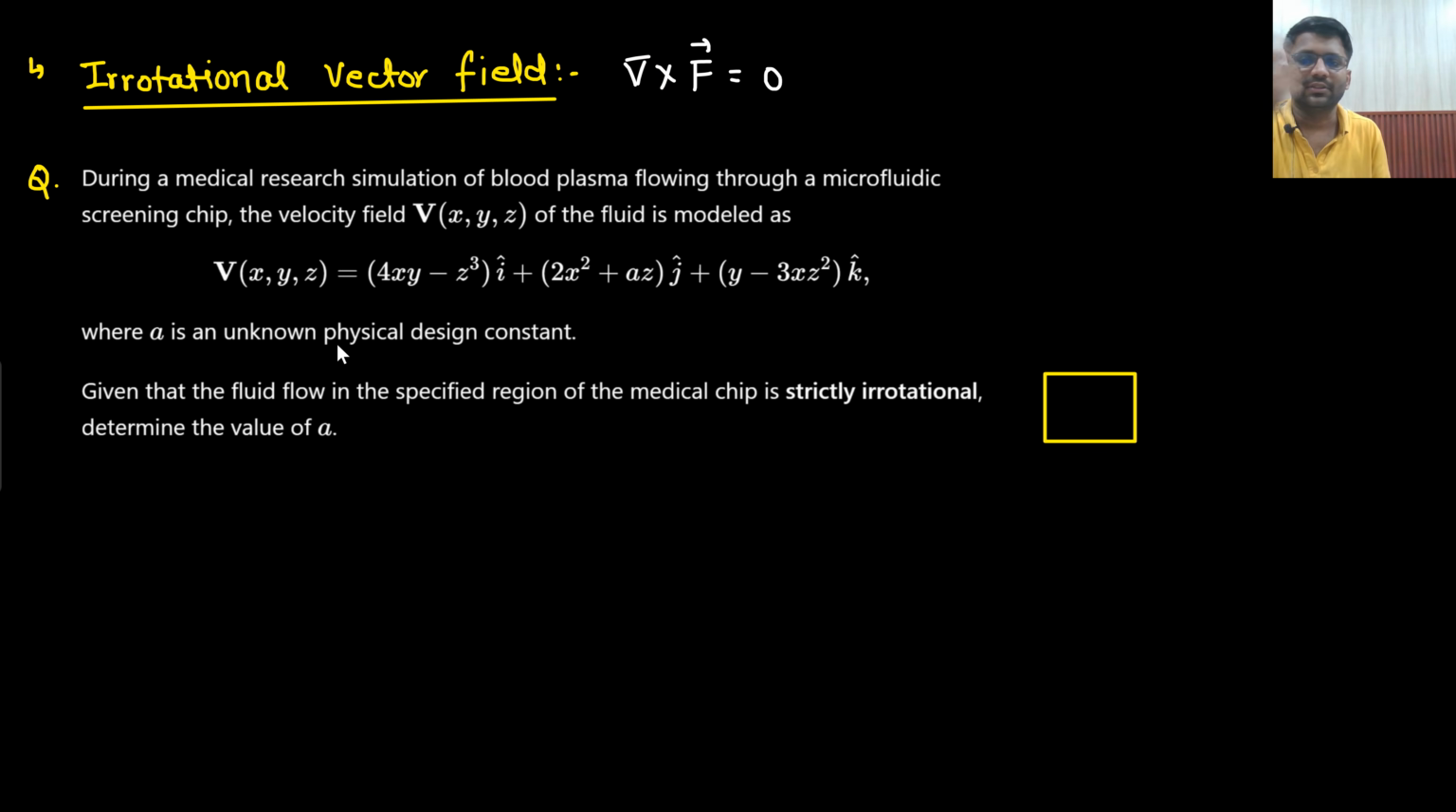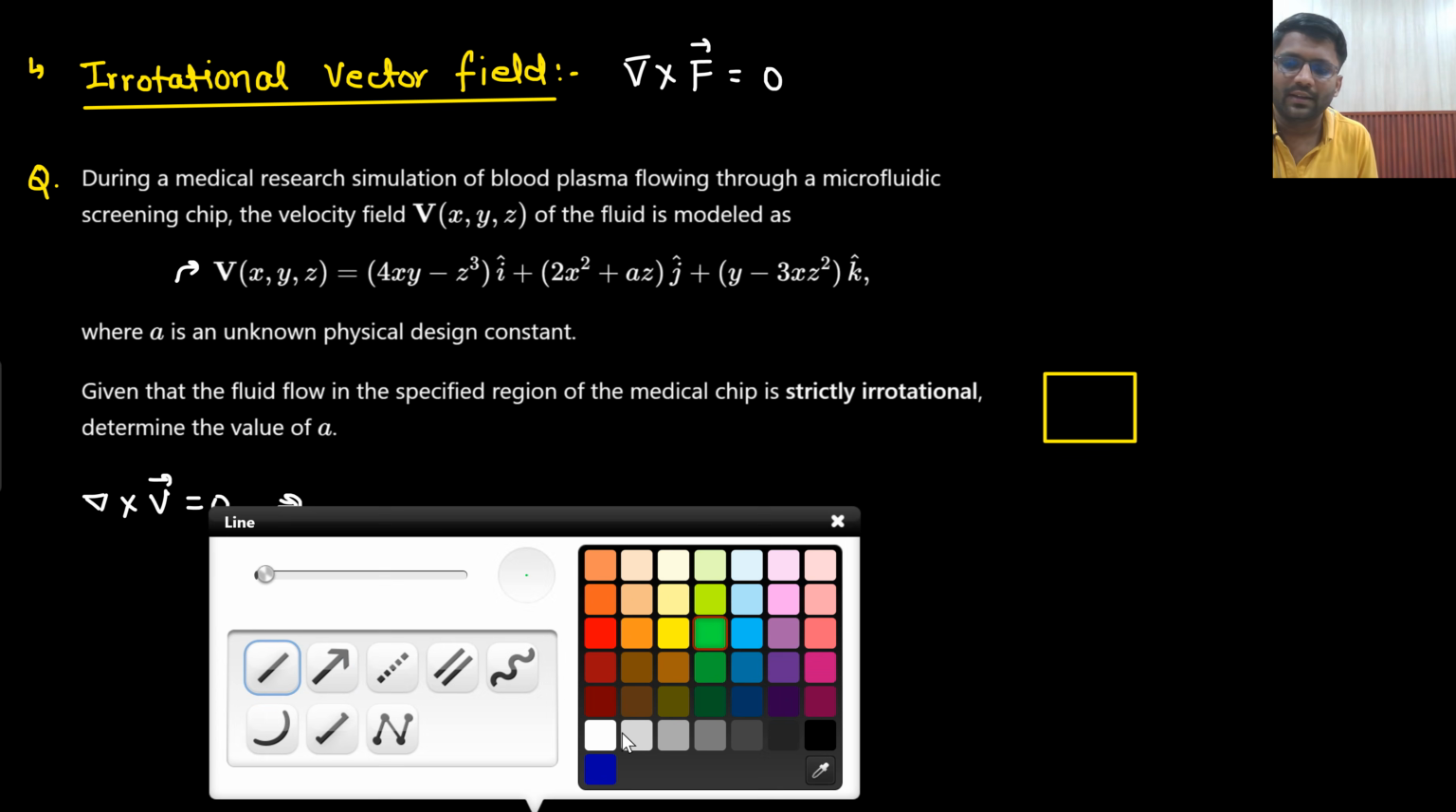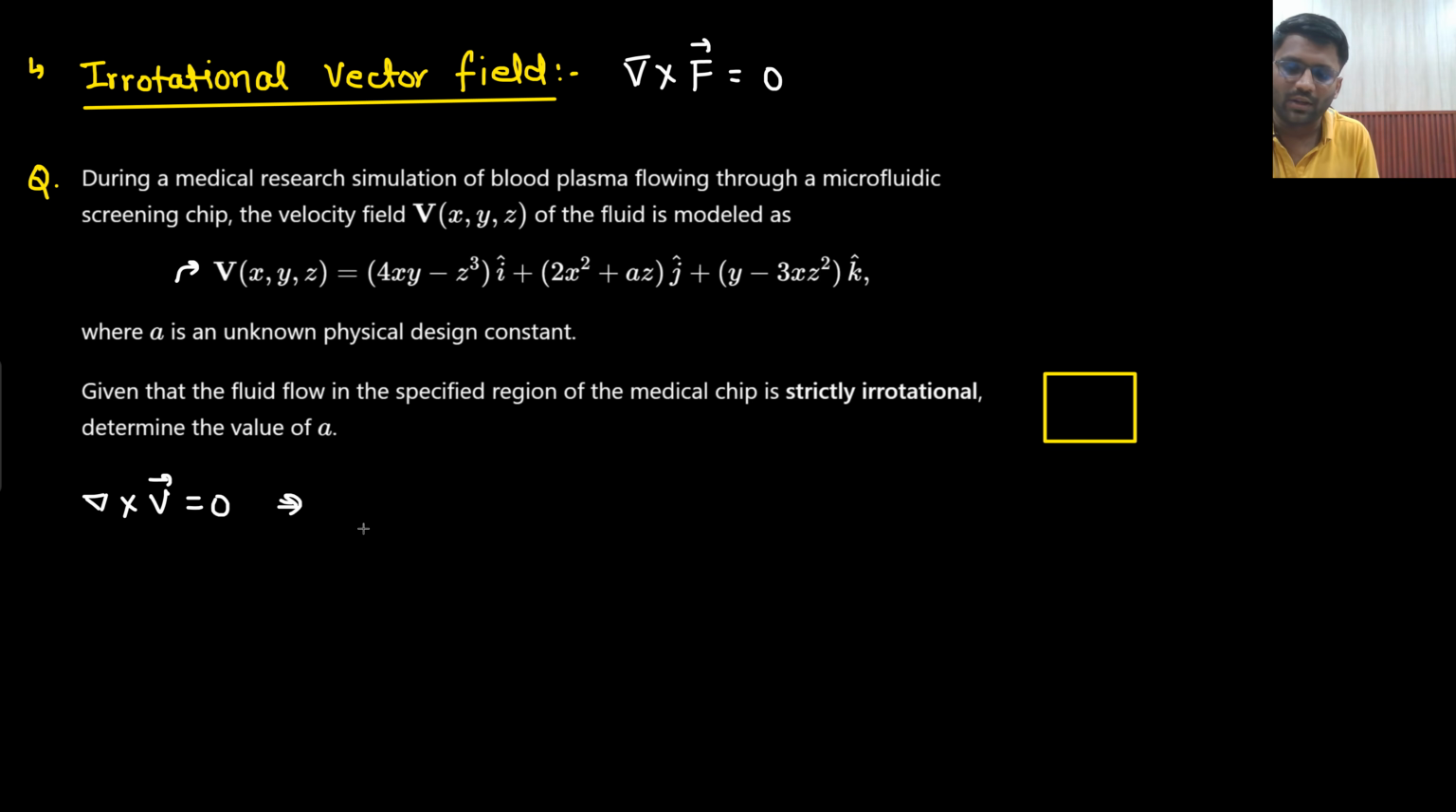Okay. So this question is given in medical research. This kind of theory has been written. Eventually, what they are saying is that in a specified region, the fluid flow is irrotational. Then find out the value of A. So eventually, what they are saying is that del cross vector V is 0. So what you need to do is calculate the curl and equate that to 0.